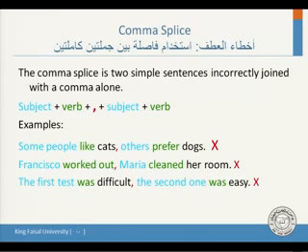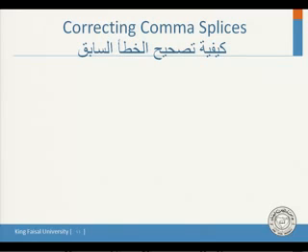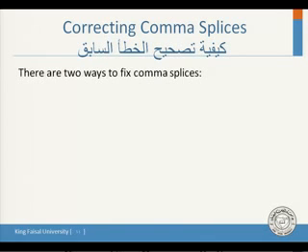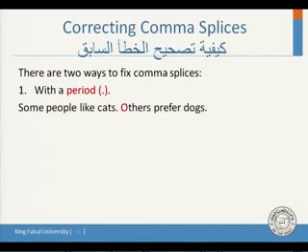They are comma splices. How do we correct comma splices? The same way. It's like correcting run-ons. It's not different. Also, we have two ways. The first one is by using a full stop. The easiest. Some people like cats, full stop. Others like or prefer dogs. Now here we have two simple sentences, but there is no mistake. It's correct.